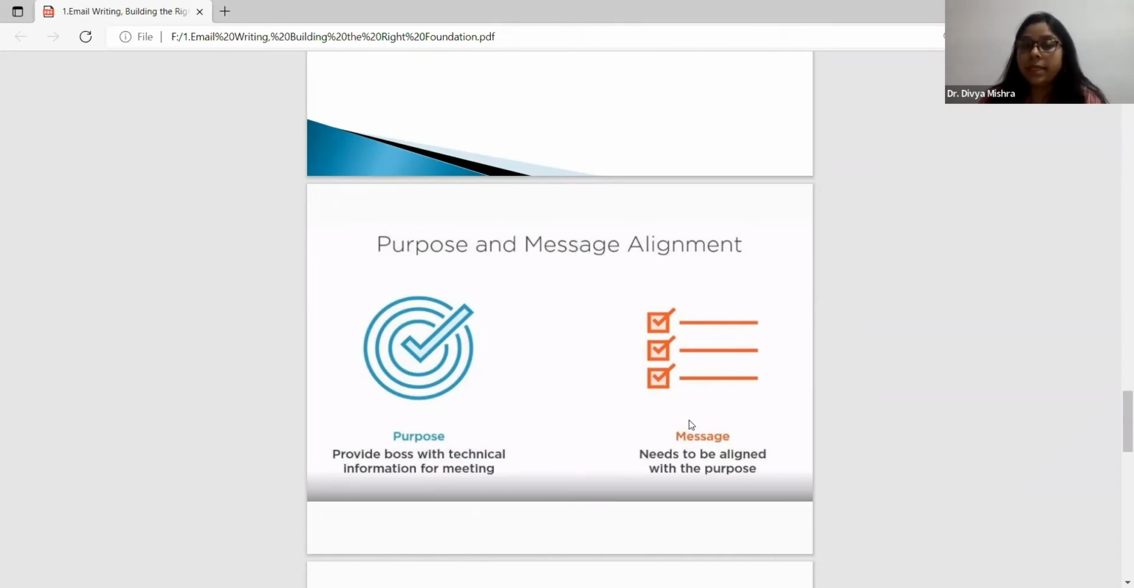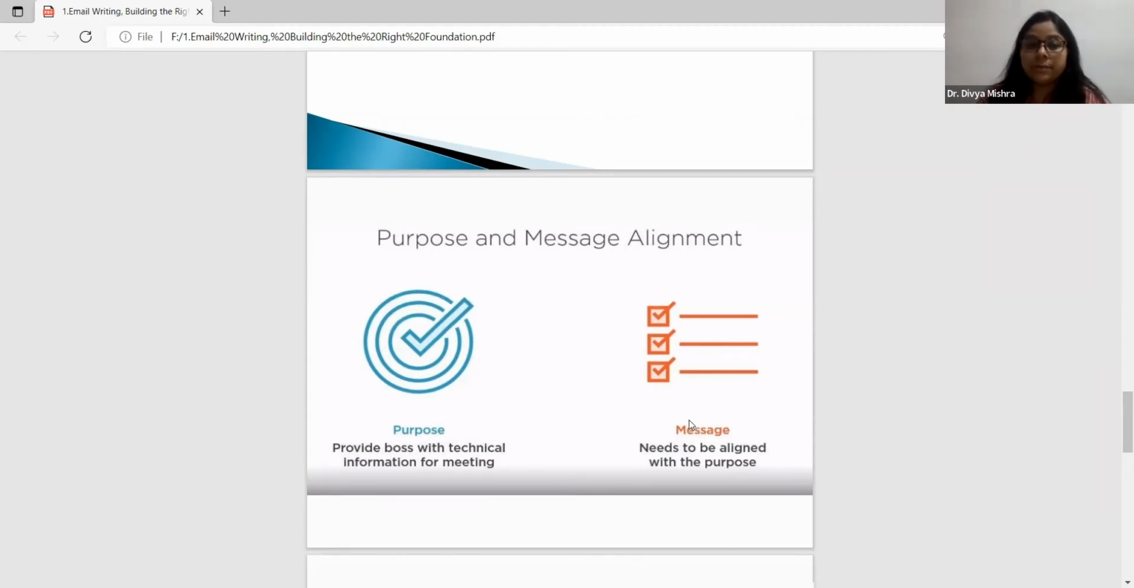Okay, and then you have to align your message with the purpose. So you need to prepare a checklist: 1, 2, 3, 4. These are the things my boss requires for this particular project. So I need to send these many things. Make sure you do not send any irrelevant material, any irrelevant information, because that may distract your boss from the main purpose of that email. So your message needs to be aligned with the purpose.